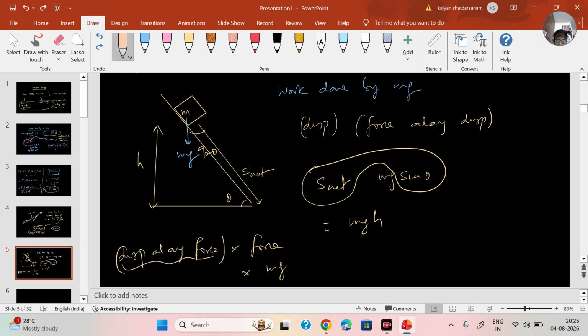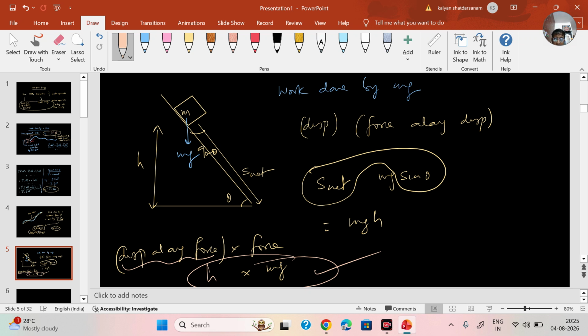What is the displacement along force? It is vertical displacement. This displacement is perpendicular to mg. I don't take that. I only take displacement along the force, right? Displacement along force is h. So I directly get mgh here without doing anything. Displacement along force is h. Displacement perpendicular to force is something, this, that. Okay. So I get the same answer, but much easily here. So you have a choice.